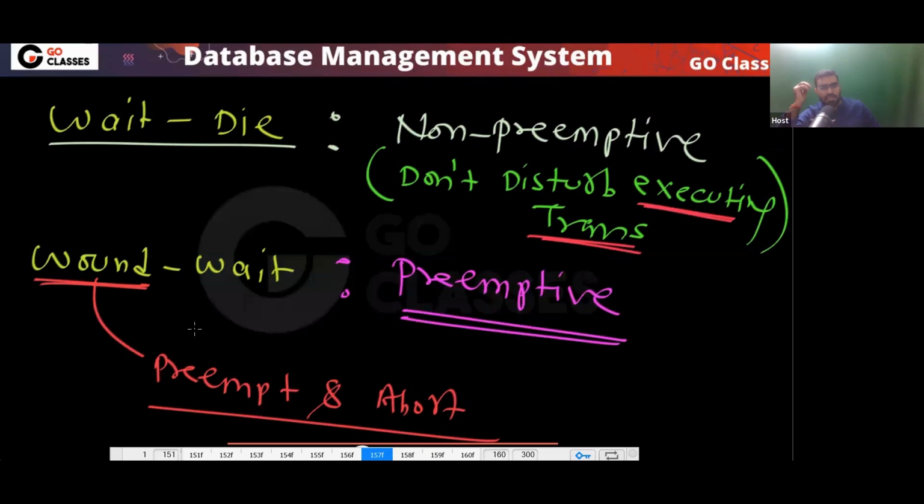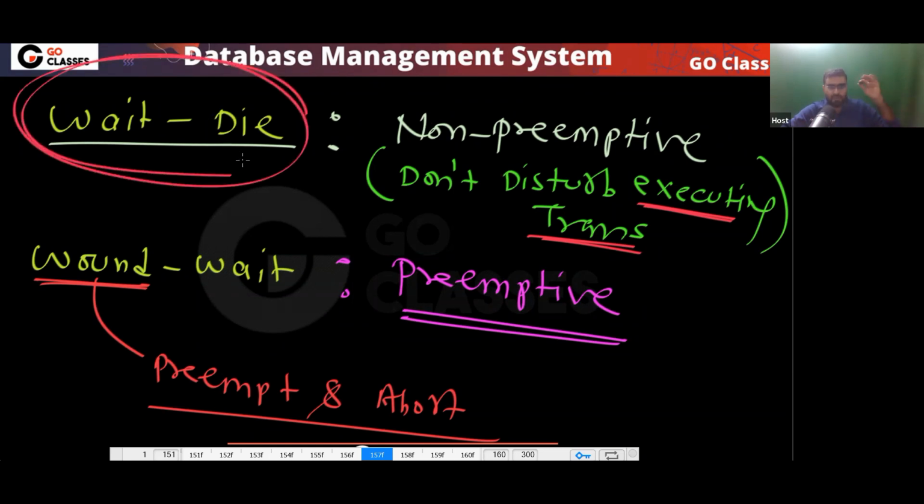Of course, it is possible that I myself can kill myself. In wait-die, this suicide is possible. If the younger transaction wants to lock the data which is already taken by the older transaction, then the younger transaction will die. But that is not preemption, right? We are not preempting anyone. Is this clear?